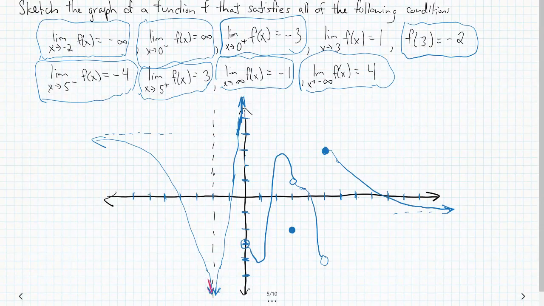So the red portions that you see are the only pieces that we really needed to have in there. Oops, that red is supposed to go right there. It doesn't have to be an open circle. It could also have been a solid dot, but I'll put that piece.